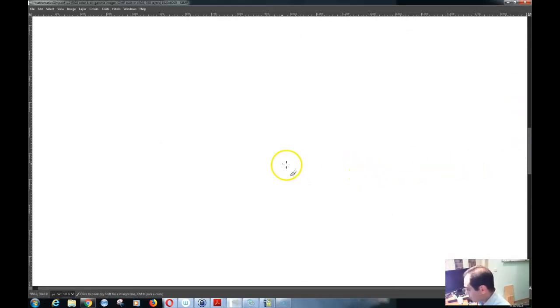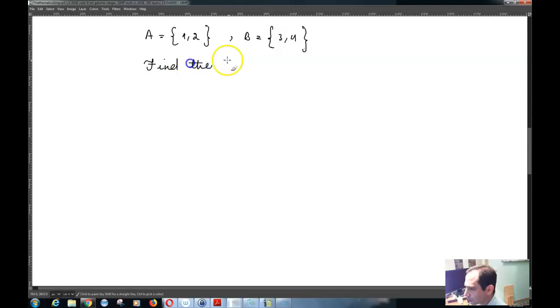Let's do this example here and then we will end this video. As an example, let A be the set having these two elements, 1 and 2. Let B be equal to 3, 4, and find the number of relations from A to B.